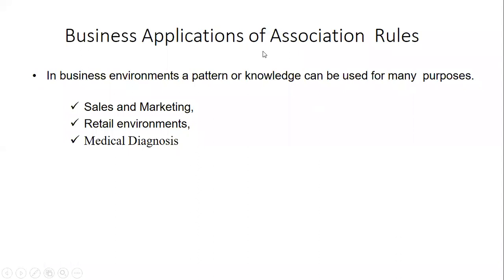Now let us discuss some of the business applications of association rule mining. In a business environment, a pattern or knowledge can be used for many purposes. Say, in the field of sales and marketing, it is used for cross marketing and cross selling of products. It is also used for catalog design, e-commerce site design, online advertising optimization, product pricing, and sales promotion configuration, like this.